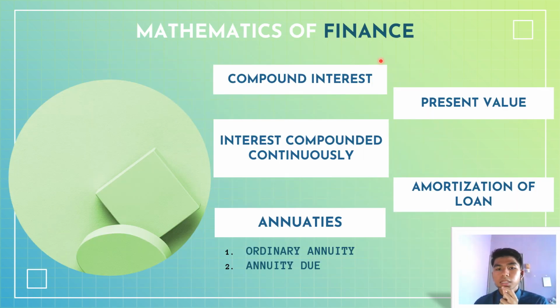So this is our table of content. First, we are going to discuss compound interest. Second, present value. Third, interest compounded continuously. Fourth, amortization of loan. And lastly, annuities, which consists of ordinary annuity and annuity due.